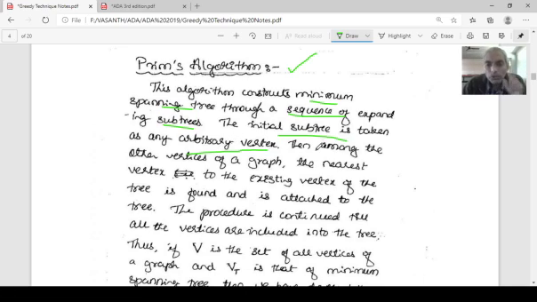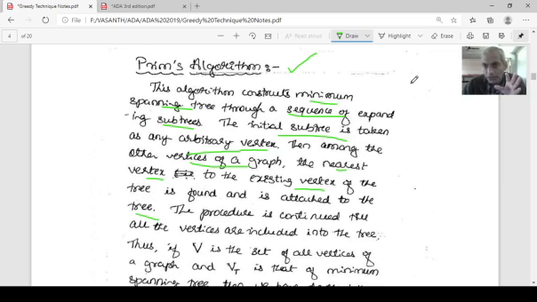So once you start with one arbitrary vertex, then what we do among the other vertices of the graph? Right? Among the remaining vertices of the graph, you are going to find the nearest vertex to the existing vertex. Like, say for example, you start with vertex A. Now if you start with vertex A, still 4 vertices are remaining. Right? Now in these 4 vertices, which is very close to A, we select that. That's what it says. So among the other vertices of the graph, the nearest vertex to the existing vertex of the tree is found, and it is attached to the tree.